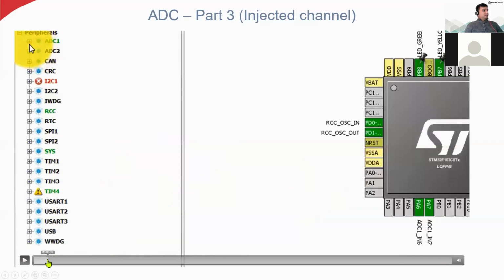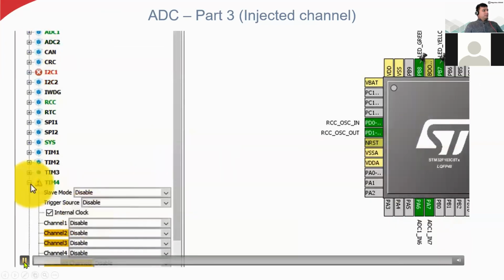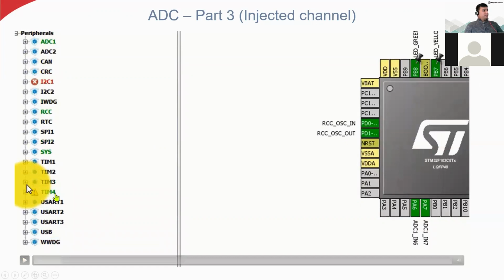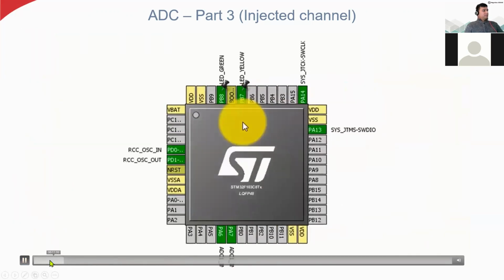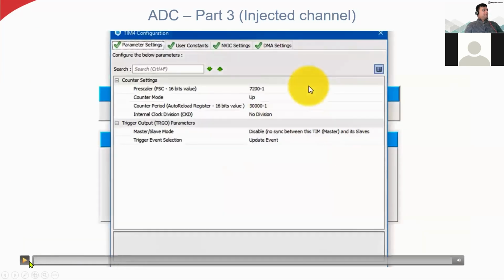So you can see here I'm using timer 4. I'm using two input channels, channel 6 and channel 7, and also two outputs, PB8 and PB7: this one is for the green LED and this is for the yellow LED. Then I go to the timer 4 settings. There I am checking the prescaler value and everything else, and I am enabling the trigger event selection, update event. I must do that.